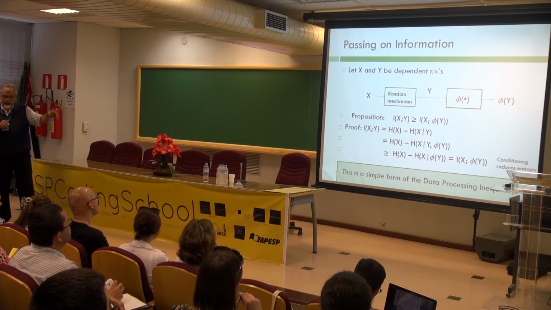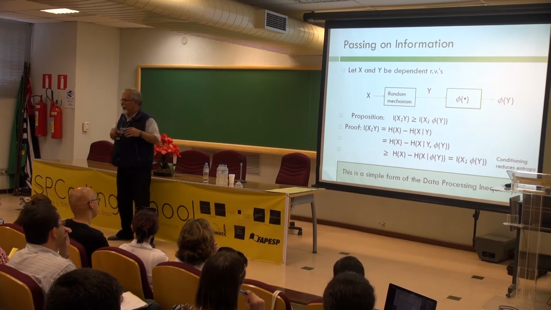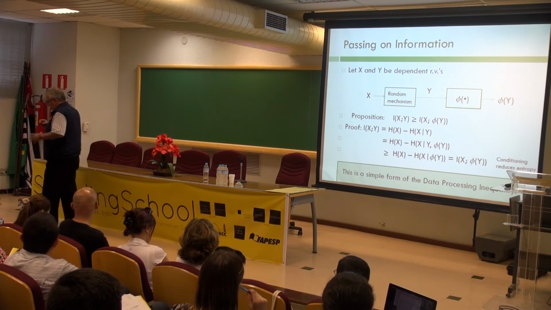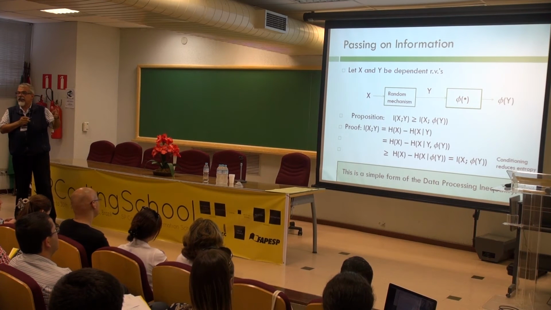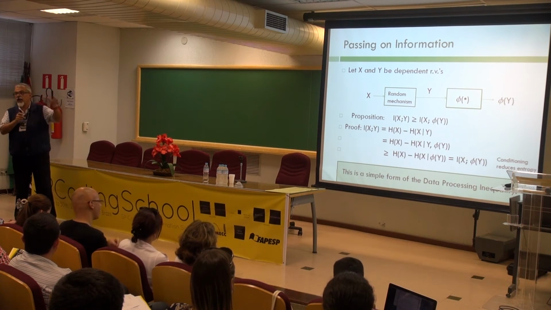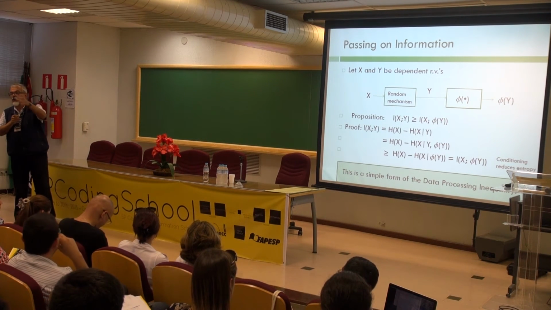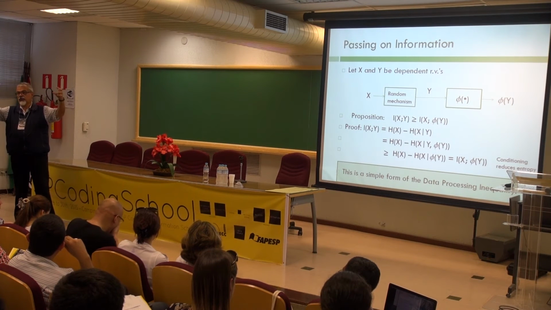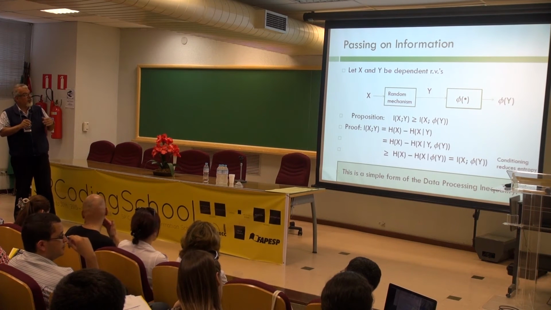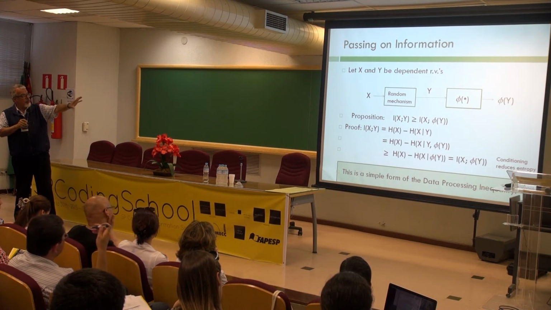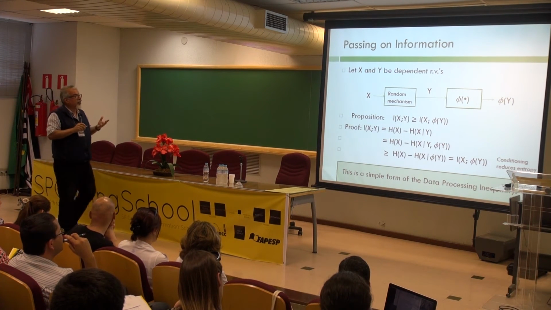Okay, this is another result that's very interesting, and I give you here in a simple format because there is a more general expression. This is the data processing inequality, and the more general expression is associated with Markov chains. If you have a chain of random variables, and there is conditional independence between the two extremes given something in the middle, then you have this nice result called the data processing inequality. For now, we'll do a simple form, but essentially the idea is this.